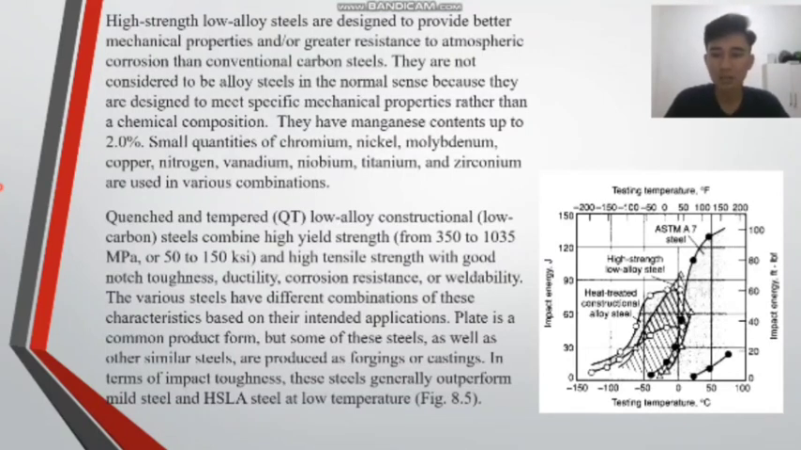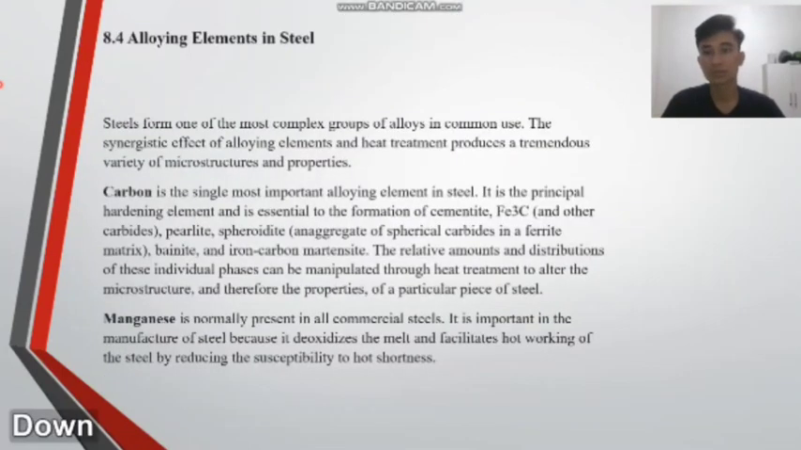Plate is a common product form, but some of these steels, as well as other similar steels, are produced as forgings or castings. In terms of impact toughness, these steels generally outperform mild steel and HSLA steel at low temperature. Picture 8.5.